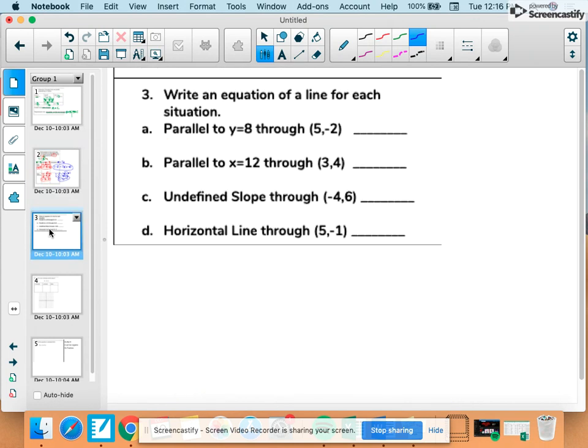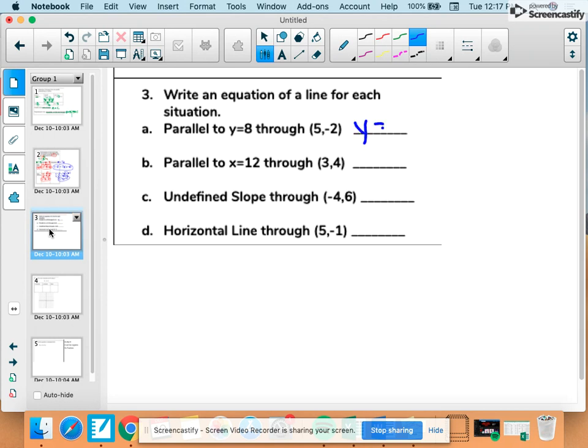Next, we have to write an equation based on the situation. So they say parallel to y equals 8. Parallel means the same, meaning it has to have the same slope. So if I'm just given a y equals line, that's a horizontal line. So that means that another horizontal line is going to be parallel.